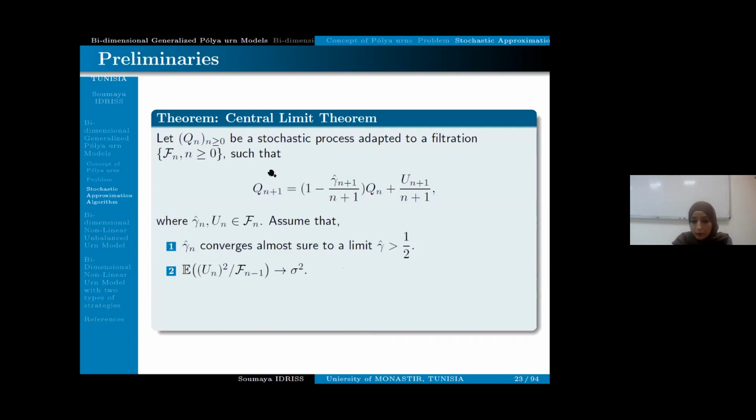We give here the version of the central limit theorem introduced by Roland for a stochastic process Qn that verifies this recursion, where gamma n hat and un are Fn measurable sequences. If we assume further that gamma n hat converges almost surely to a limit gamma hat that is greater than 1/2, and if the expectation of un squared given the past converges to a positive quantity, gamma squared, then we have this limit in distribution.